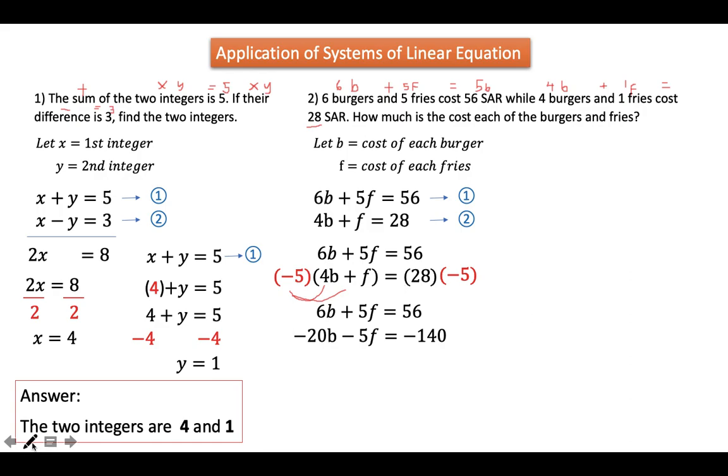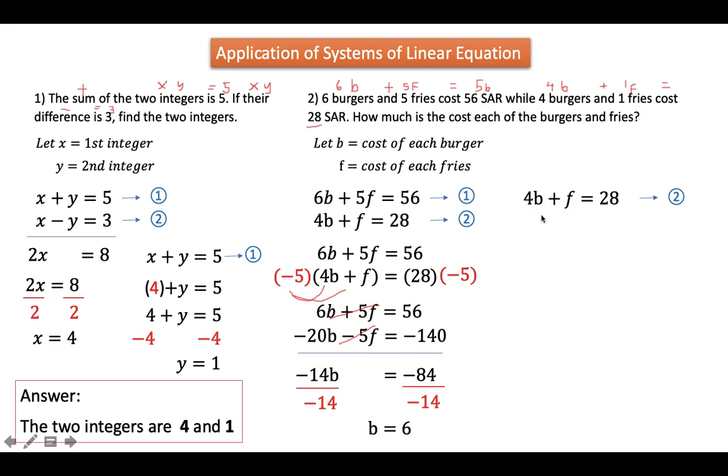Okay, so next, we can now eliminate 5f and negative 5f. So we will be left with 6 minus 20, that is negative 14b. Then in here, 56 minus 140, that is negative 84. To isolate b, divide both sides by negative 14, so that b is left, and negative 84 divided by negative 14 is positive 6.